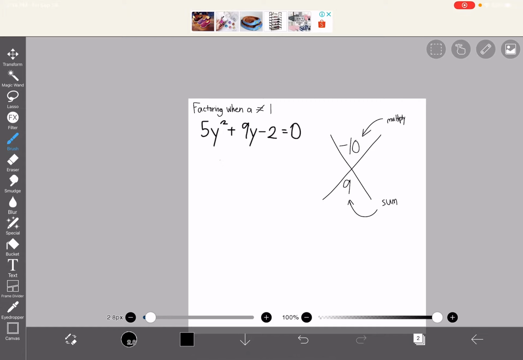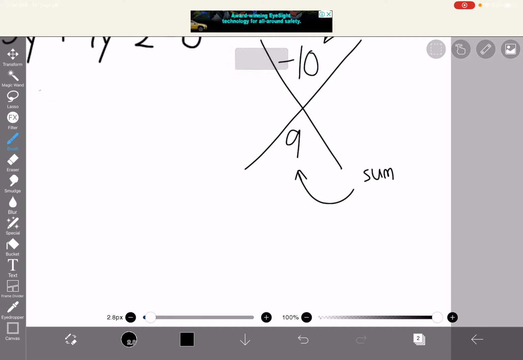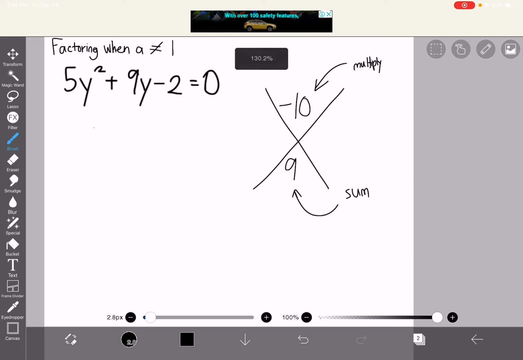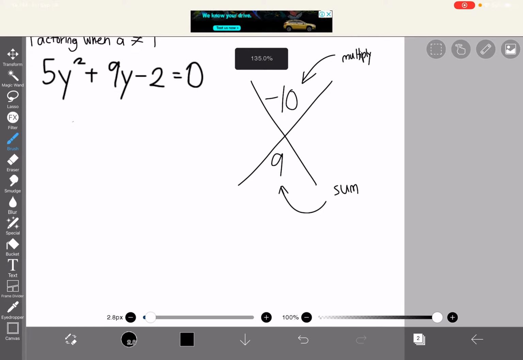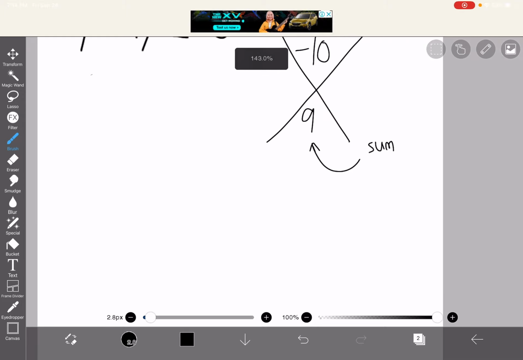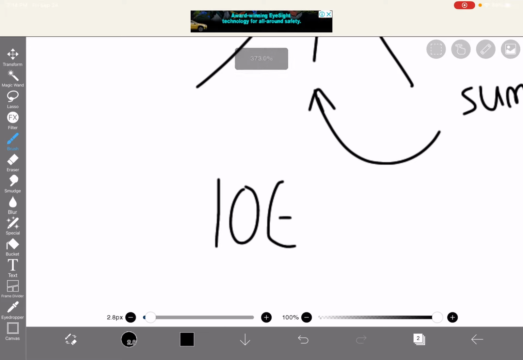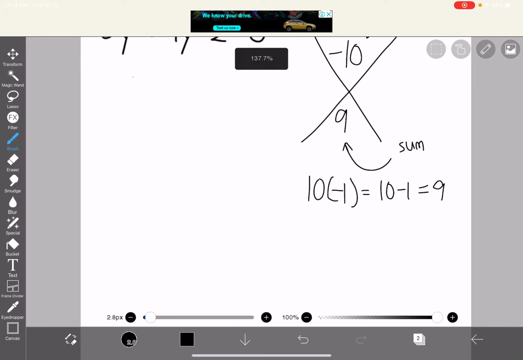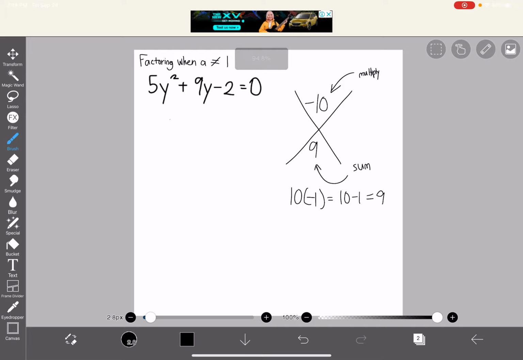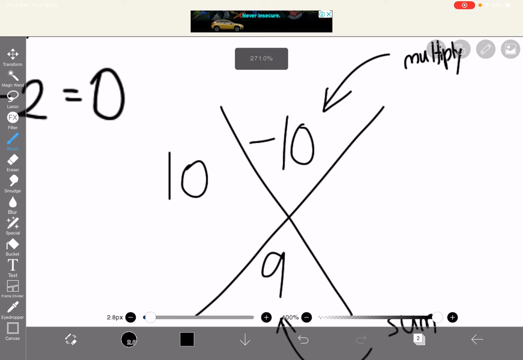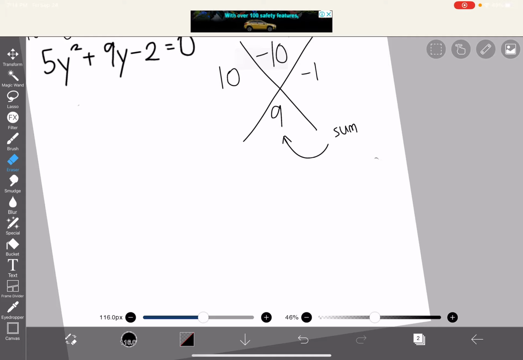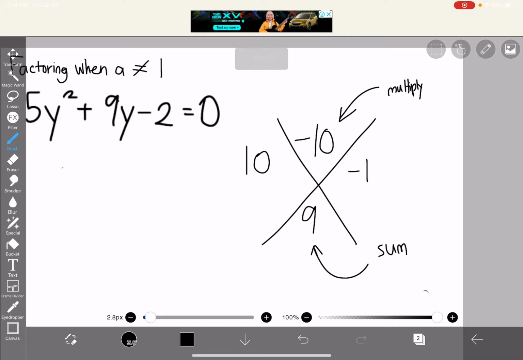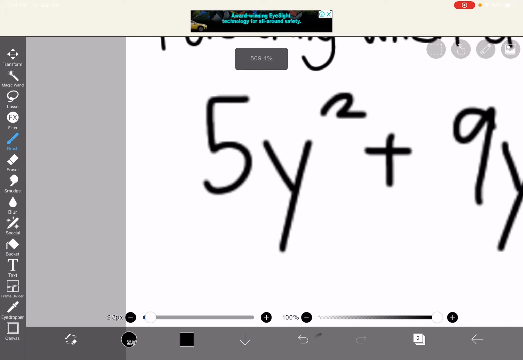Now let's think of two numbers. We have, let's try 10 and negative 1. Let's place them over here, the numbers that we thought of. Next, we'll be dividing it by a, which is, in this equation, 5.